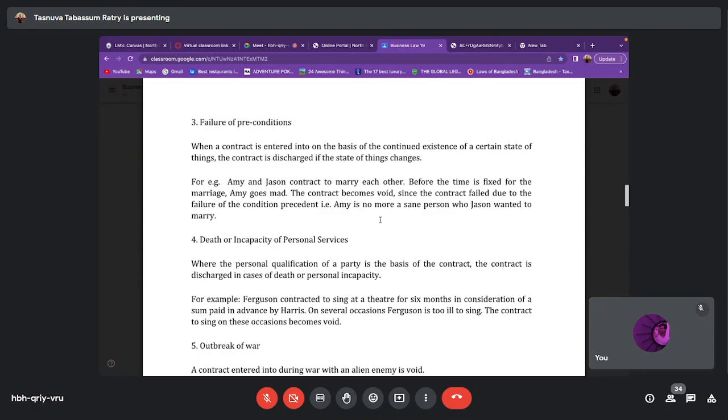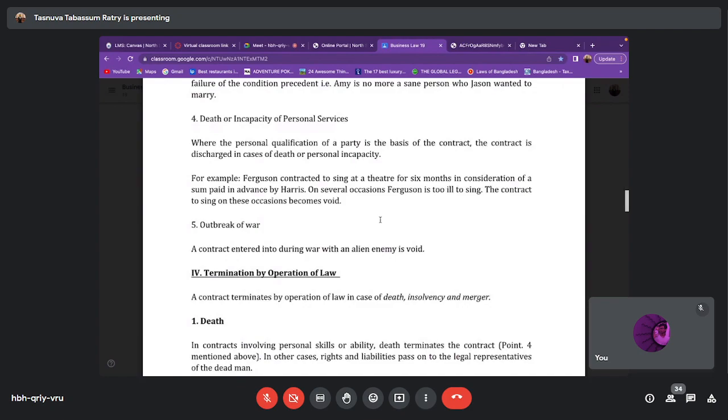The contract has failed due to the failure of a condition precedent. The condition was that she needs to be a sane person in order to marry Jason. Now she has become insane. As a result, that condition has failed. So due to the failure of a precondition, the contract can also be terminated by subsequent or supervening impossibility. That is situation 3. Fourth situation, death or incapacity of personal services.